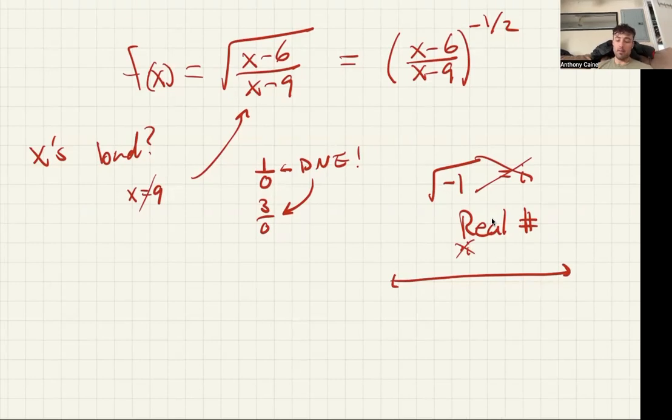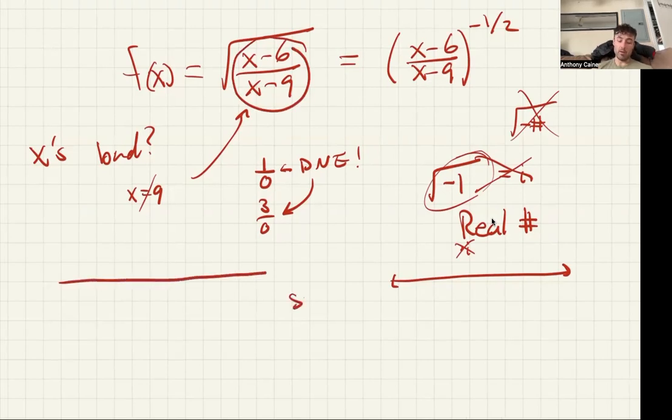So if you were going to take the square root of negative 1, that's no good. In fact, the square root of any negative number is no good. So we need to figure out when this is negative. How do you do that? Well, there's a sweet little trick, and I'm going to call this a sign chart. Sign as in positive or negative. The sign of a number is whether it's positive or negative.